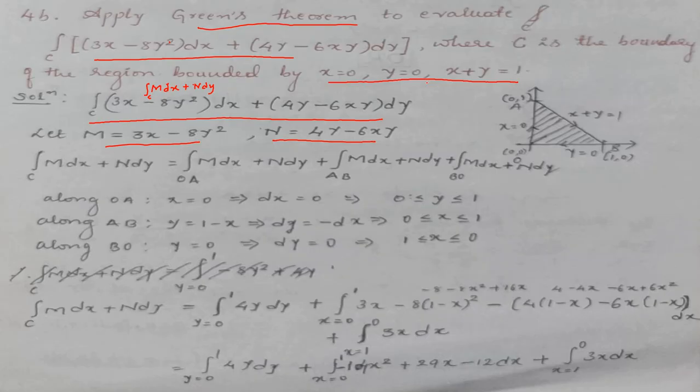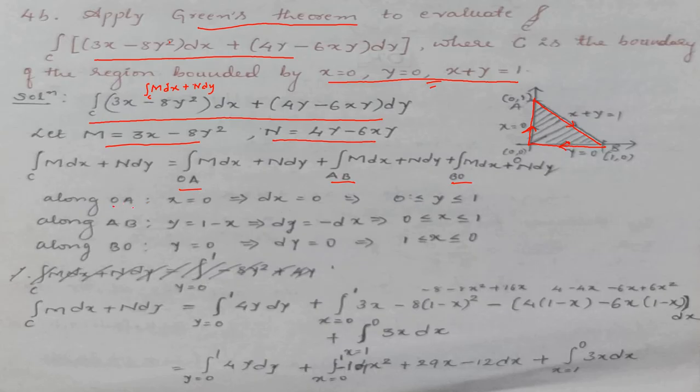So using this bounded region, the given lines are x equal to 0, which is this line, y equal to 0, which is this line, and x plus y equal to 1, which is this line. I have named the region OAB. So I have written the integral as the integral over OA, plus AB, plus BO.